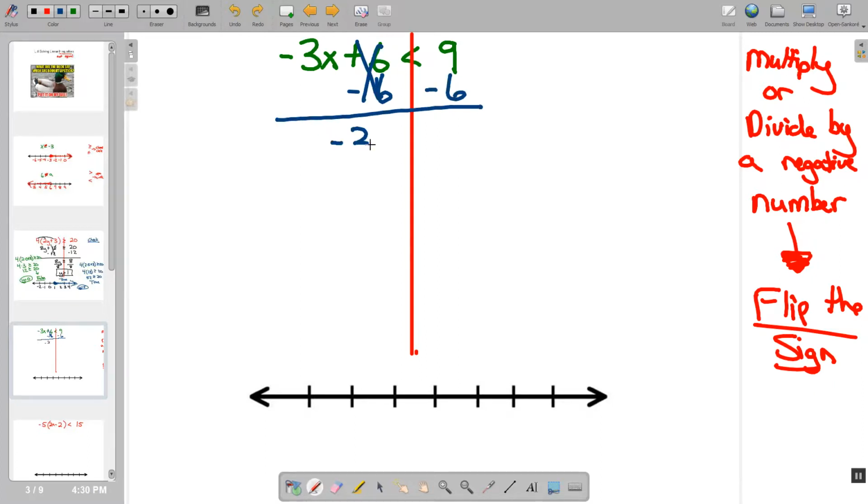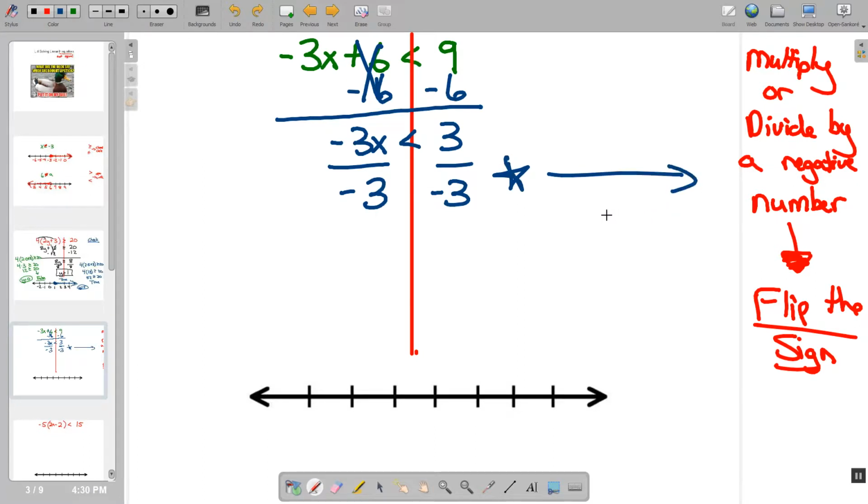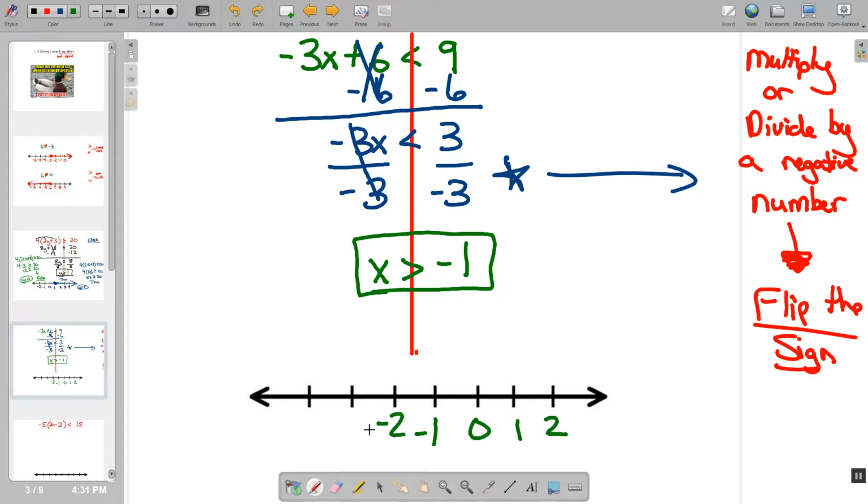I get negative 3x is less than positive 3. From here, I'm going to divide by a negative 3. And I just realized that we just talked about this. I divided by a negative, which means I'm going to flip the inequality sign in the middle. So I'm going to get x is greater than negative 1. Now, once again, I'm going to put my negative 1 as close to the middle as I can. I'm going to shade this time to the right, and it is going to be an open circle.